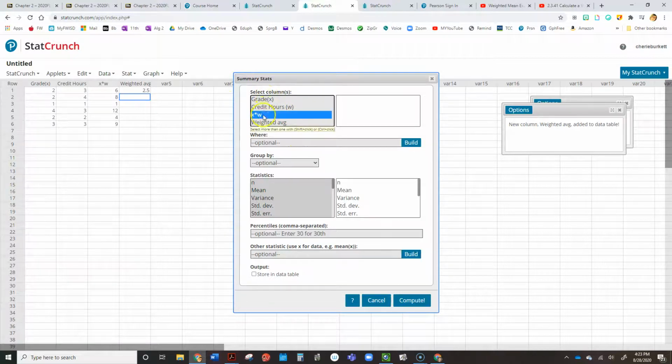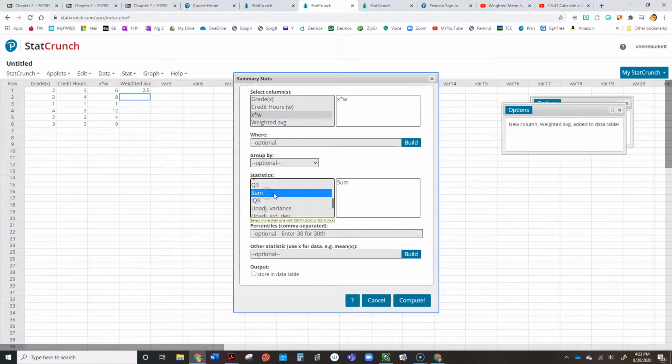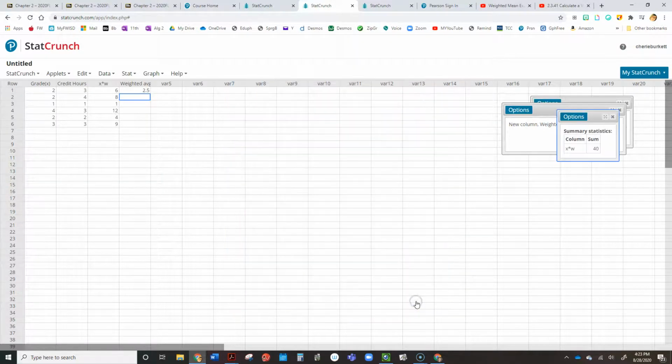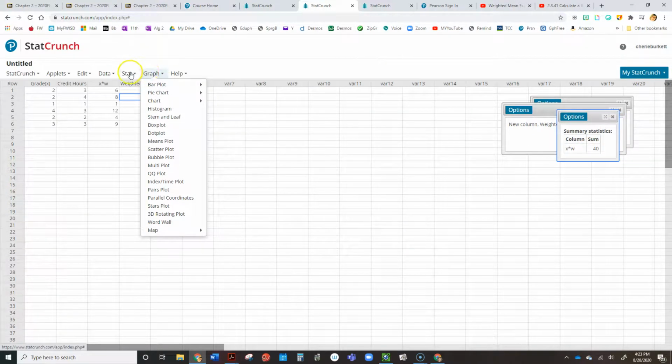What do we have? X times W. And we could come over here, I think we could find the sum. And then it would show you the sum is 40. And then you could come over here and do it again.